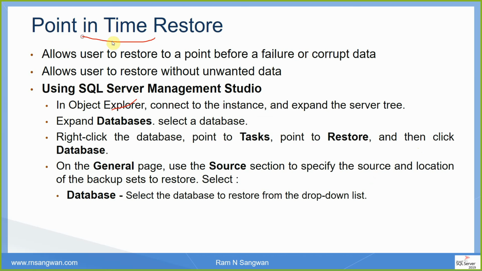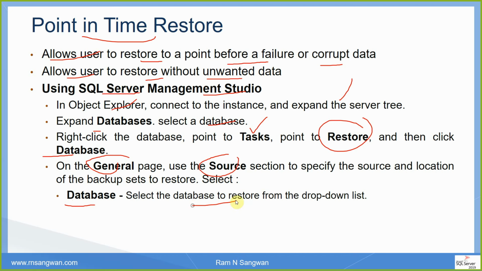The point in time restore allows users to restore to a point before the failure or corrupt data. It allows the user to restore without unwanted data. You can use it through SQL Server Management Studio. Go to the instance, expand the server, expand the database, select the database, right click, Tasks, Restore, and then click on Database. On the General tab, you specify the source, and select the database you want to restore.